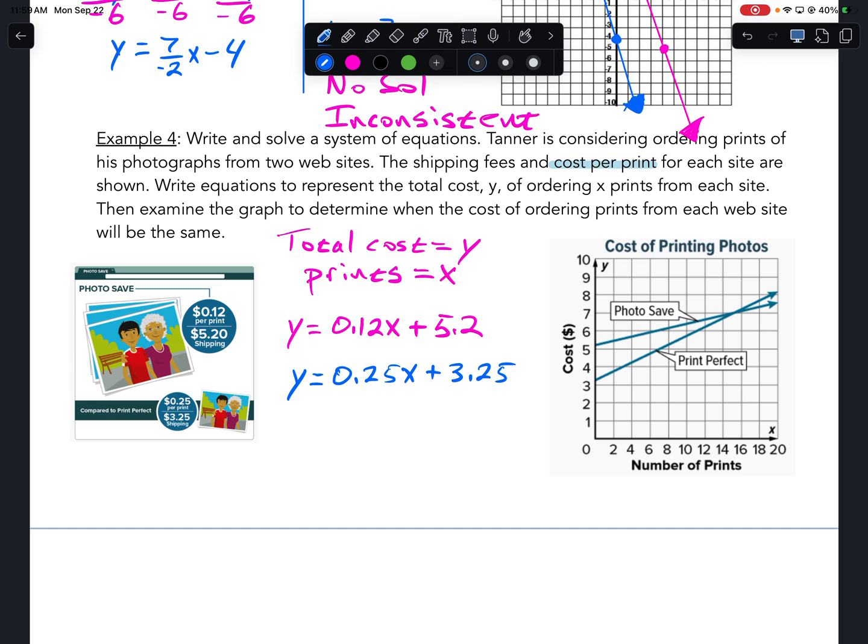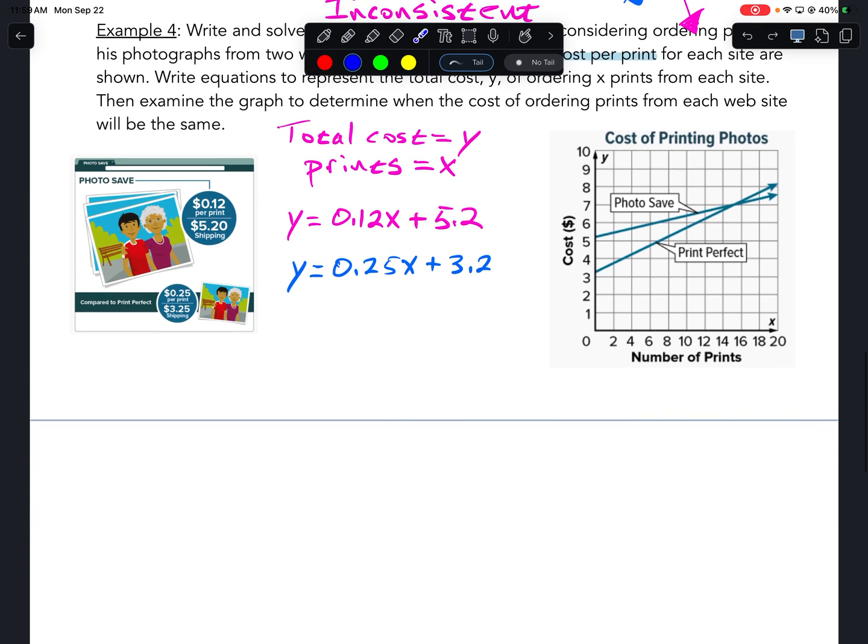Okay. And then they've graphed it for us over here, right? So here's a 5.2 graph right there. Here's the other graph right there. So what is this point of intersection? 15. So let's see. How can we know that for sure? We don't. We think it's 15 prints.